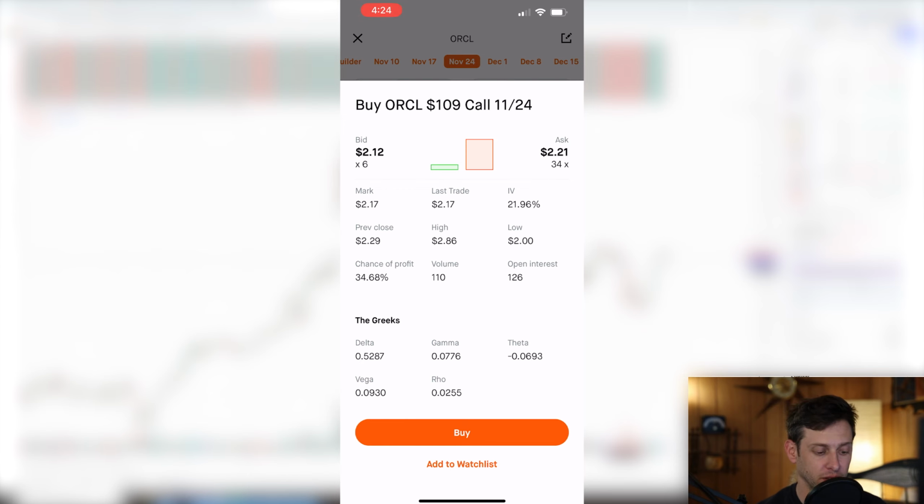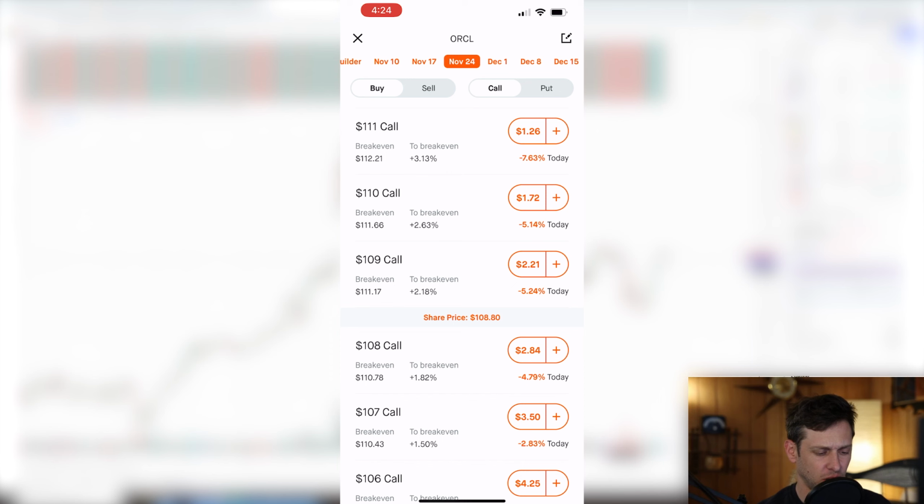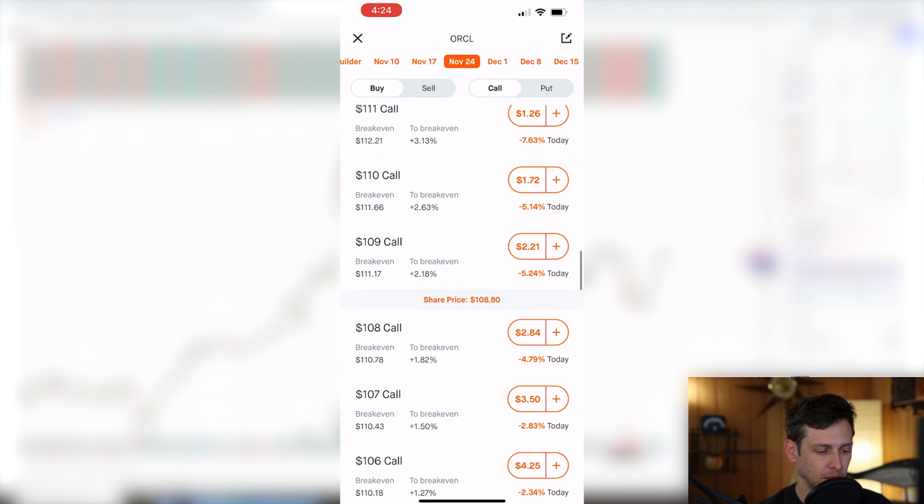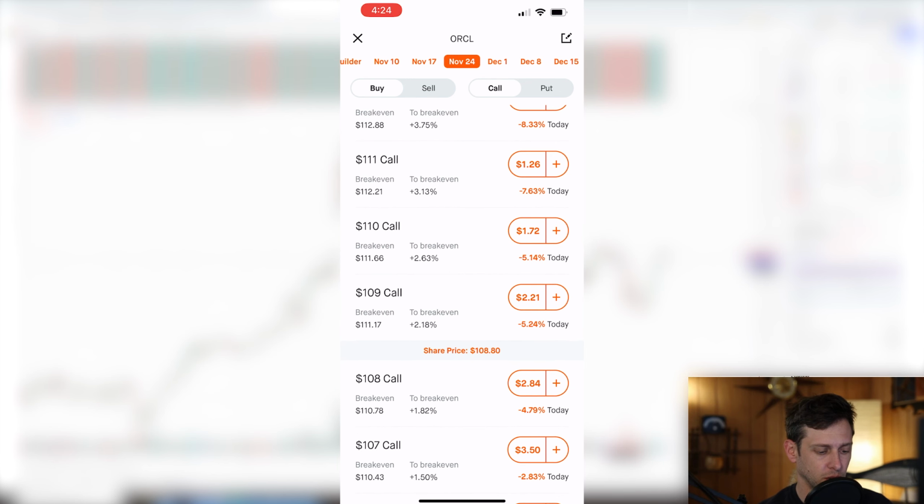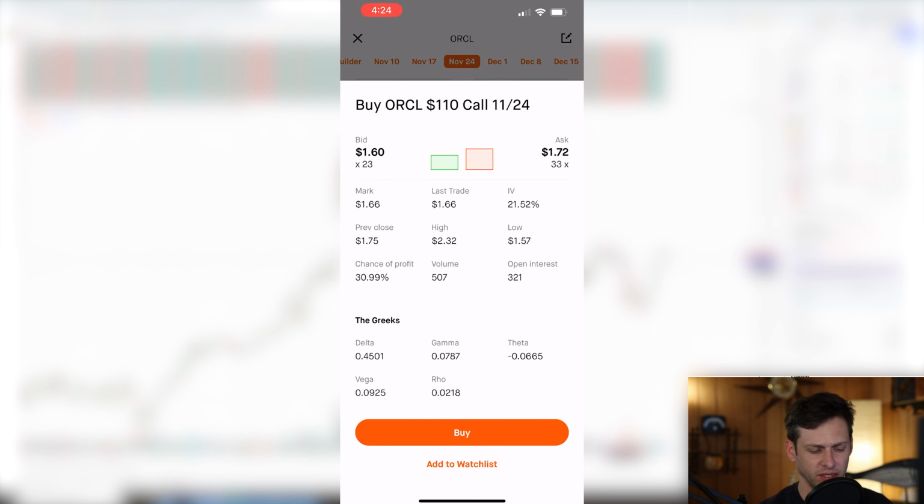Okay, so here's an example: I want to look at the liquidity. I'm looking at the liquidity of this. I see the volume is 110, which means 110 contracts were traded today, which isn't crazy big. Kind of a slower day. Let's see what this one looks like. 507, so that's much more. There's a lot more volume there.